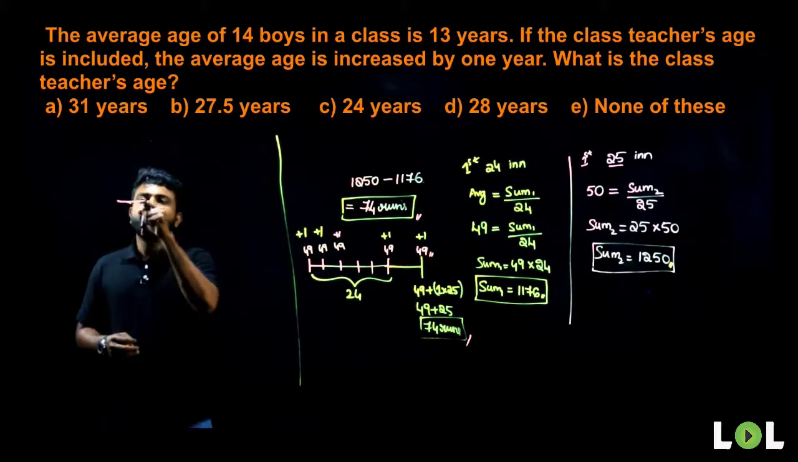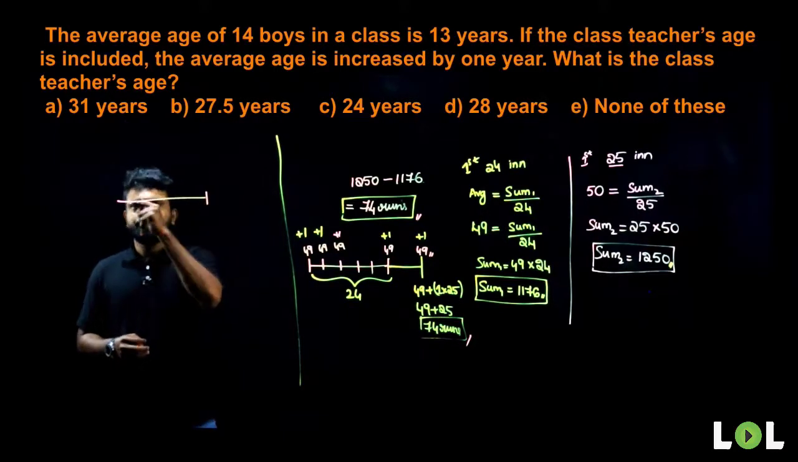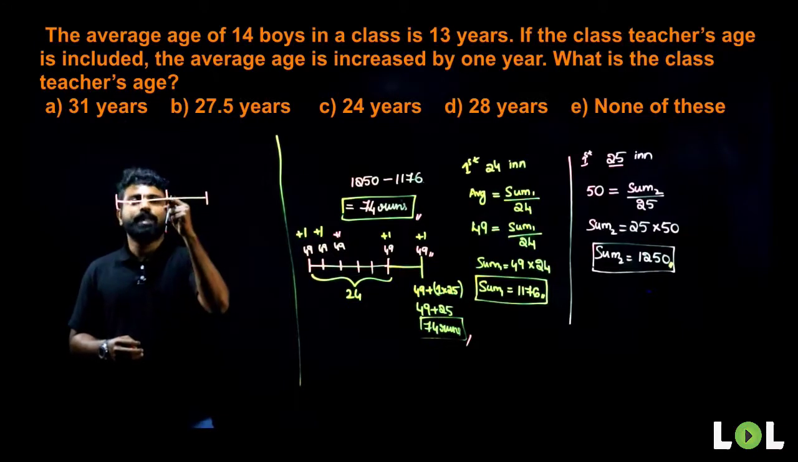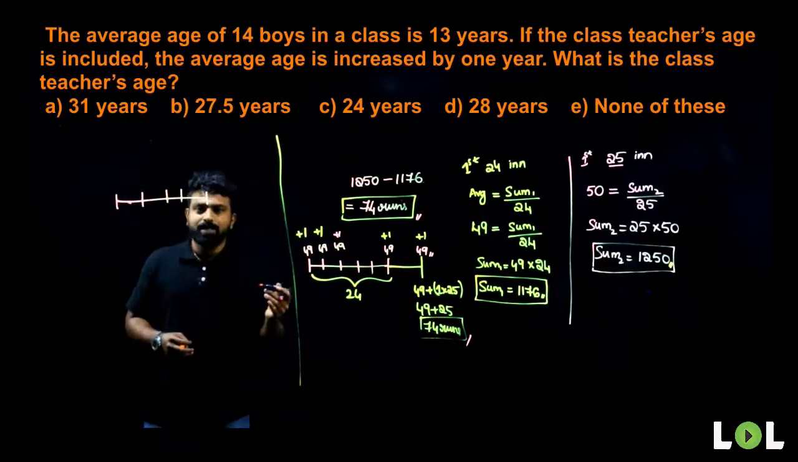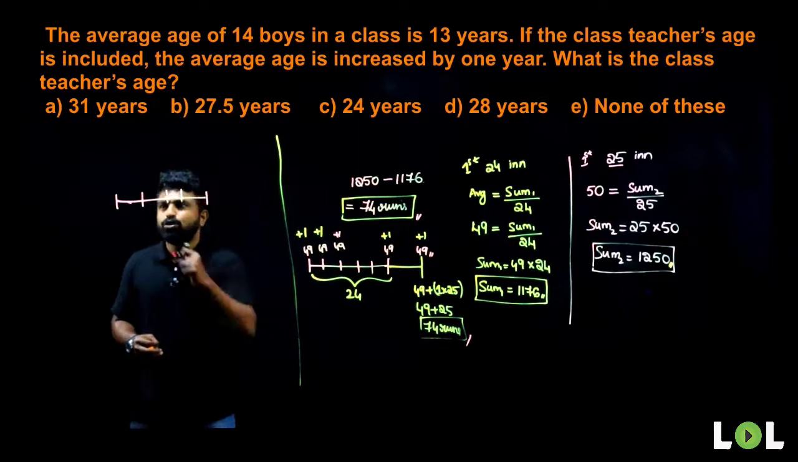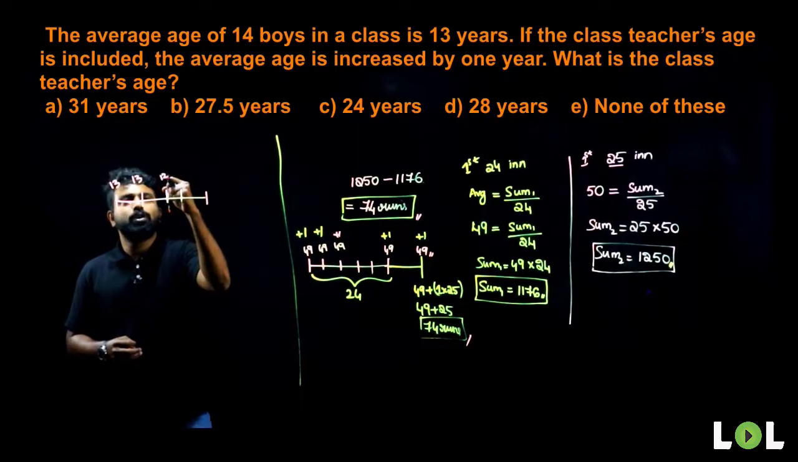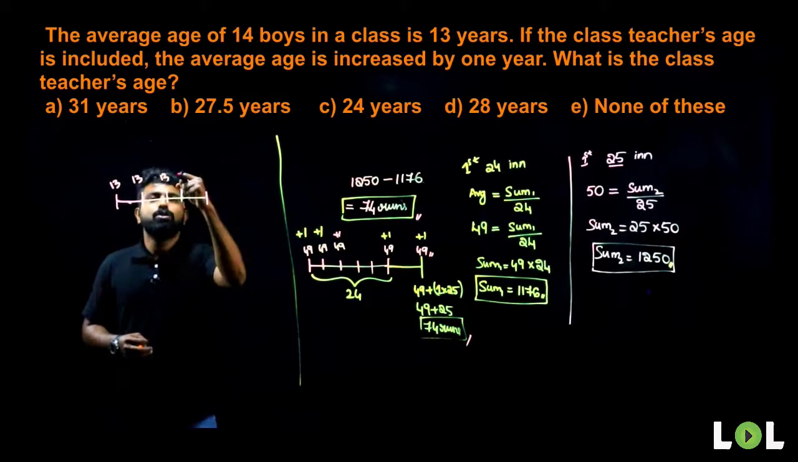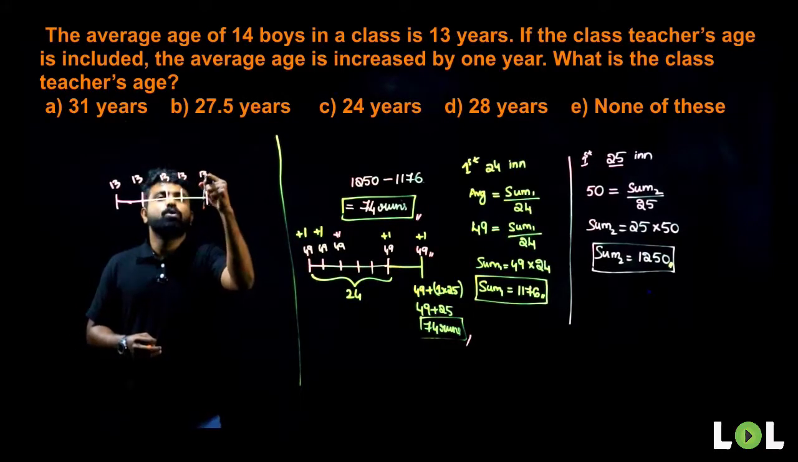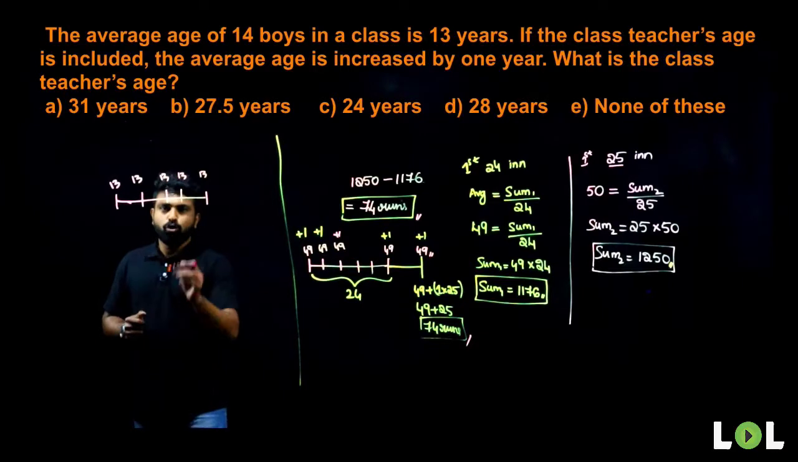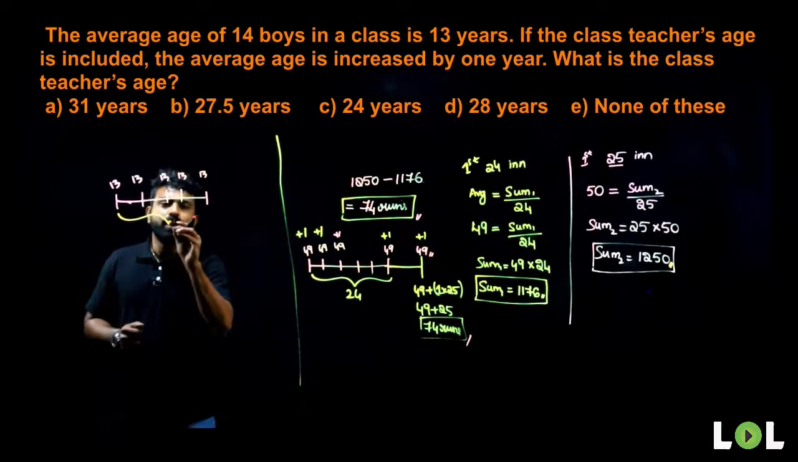So I'll say there are 14 boys in the class and they're telling the average age of each and every boy is 13 years. So each and every boy will be 13 years old, meaning average, meaning looking at all my observations equally. So all the observations will be equal to 13 years old. So totally how many boys are there? Totally there are 14 boys.